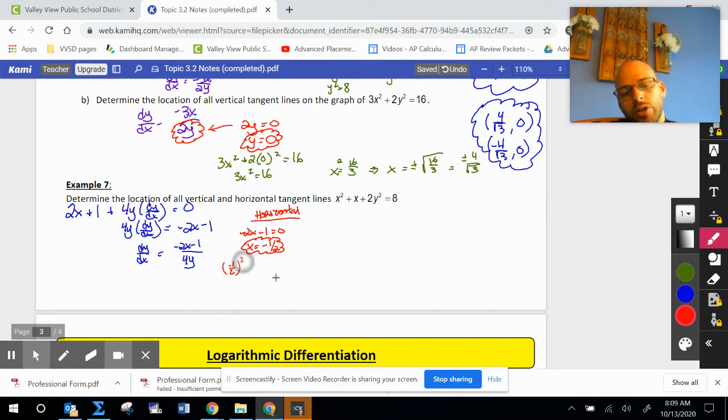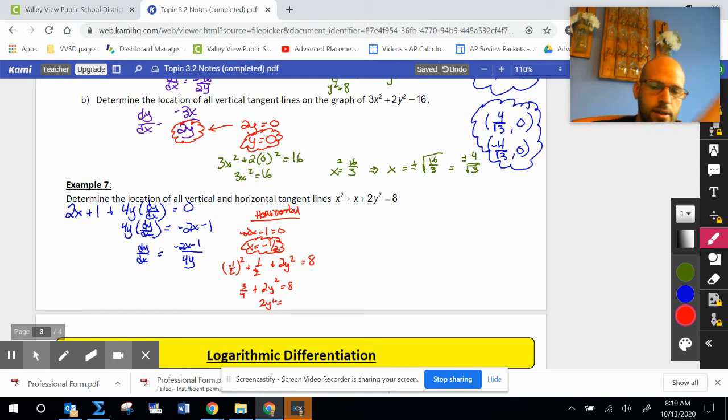negative 1/2 squared plus 1/2 plus 2y squared equals 8. So I have 1/4 plus 1/2, which will be 3/4, plus 2y squared equals 8. Subtract 3/4. Oh boy. Okay. 2y squared equals, if you subtract 8 minus 3/4, what's that going to be? 29 fourths. I think that's right.